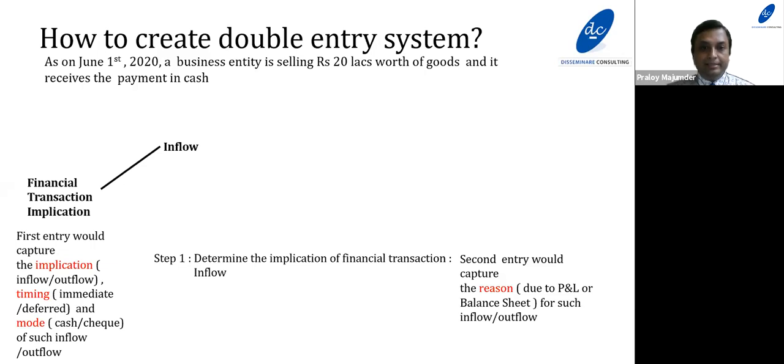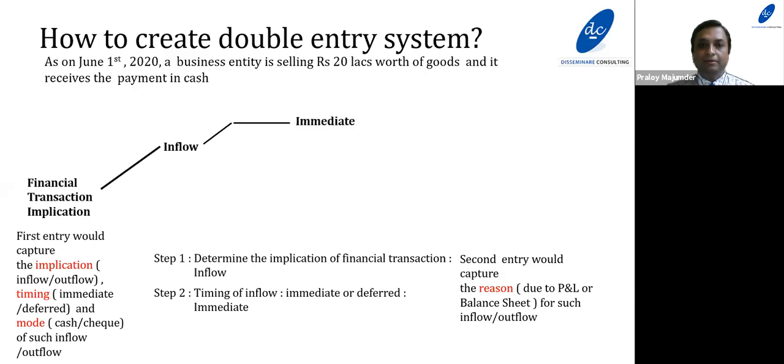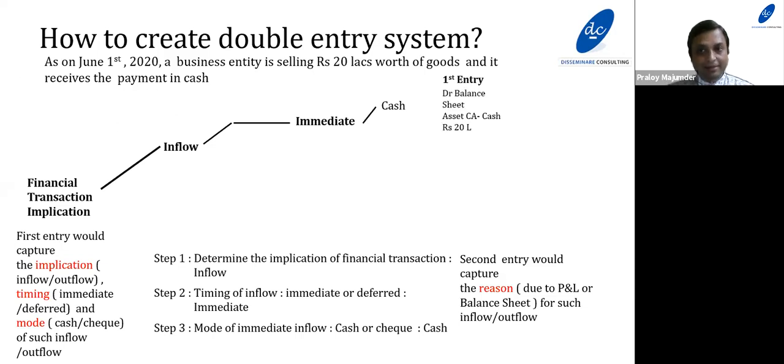Correct? Step 2, timing of inflow, whether it is immediate or whether it is deferred. It's an immediate. Third, mode of immediate inflow, whether it's cash or whether it's a check. As we can see, it is on account of cash. So the first entry would be debit. Why debit? Because it's an inflow.